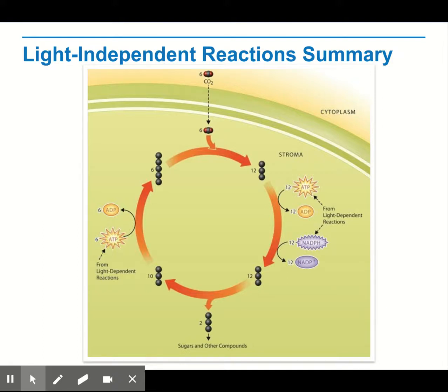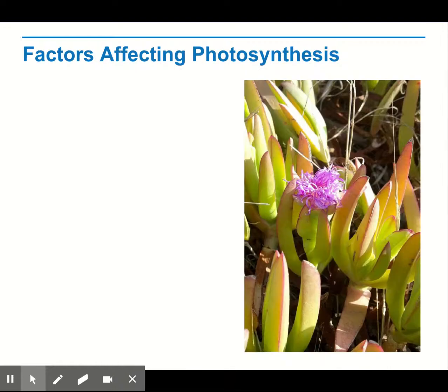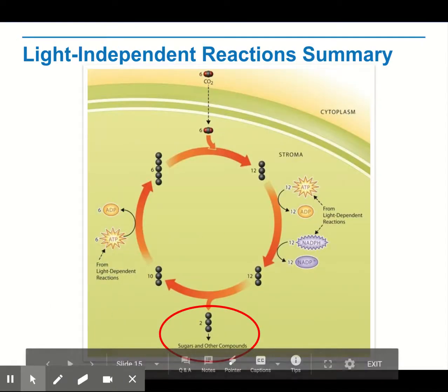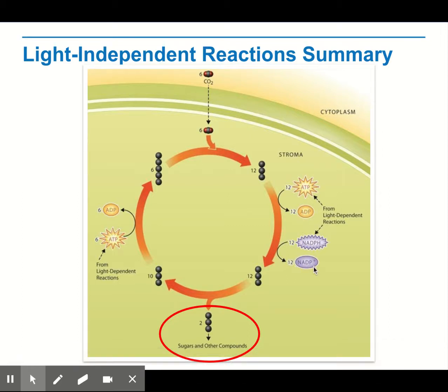And so let's finish off the light independent reactions and find out what happens to the NADP plus and ADP now that they gave up their energy in order to create glucose. So again, I want to highlight that the NADP plus and ADP, they're low energy. They go back to the light dependent reactions and this whole process starts all over again.